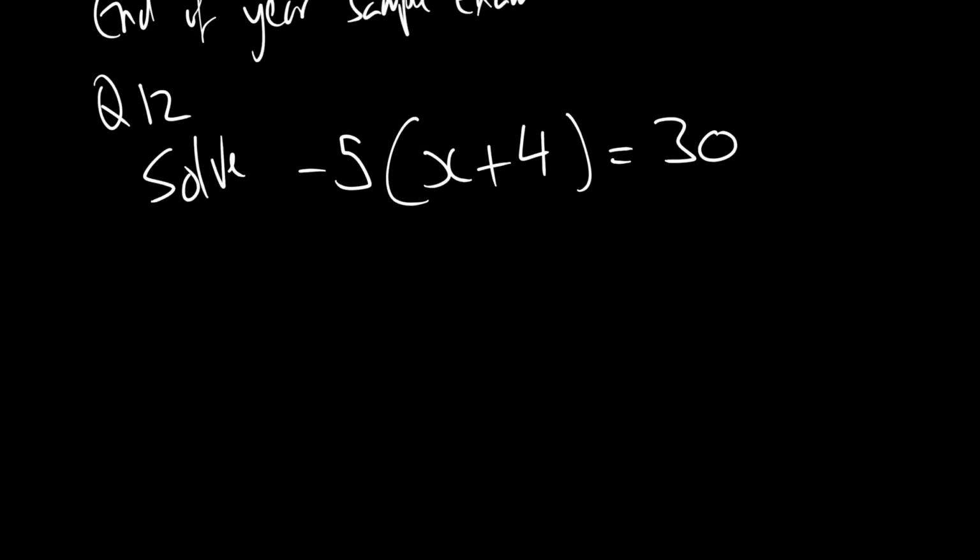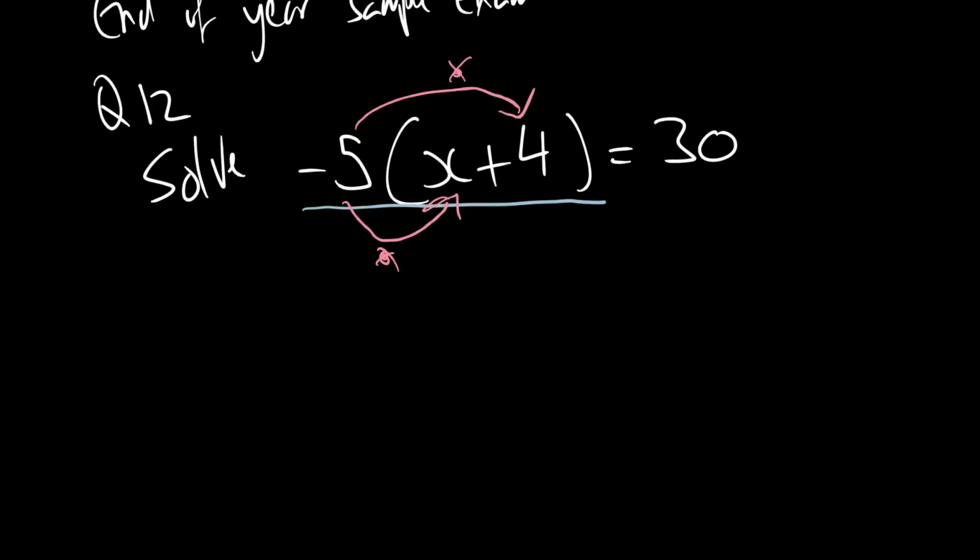The first thing we need to do is simplify this part of the equation. Here we have minus 5 outside the bracket. Inside the bracket we have x plus 4. So how do we simplify this? What we do is we take the minus 5 and multiply by x, and we take the minus 5 and multiply by the 4. So let's do this now and find out what happens.